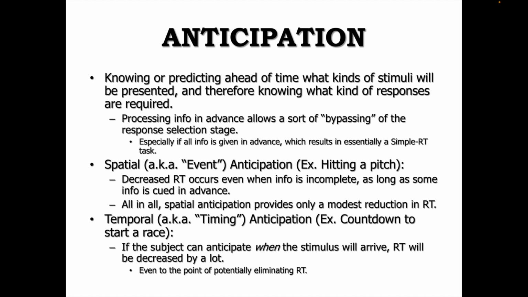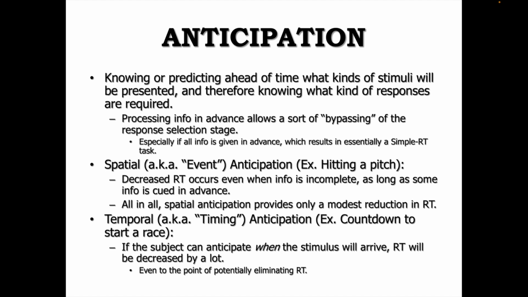In spatial anticipation, reaction time is decreased even when the information is incomplete, as long as some information is cued in advance. The reason hitting a pitch in baseball would be an example of spatial anticipation is the batter can see the pitcher winding up. So by seeing the pitcher winding up, the batter knows roughly when that pitch will be released from the pitcher's hand. So the batter can get set and ready to hit the pitch by the time the pitcher throws the ball.